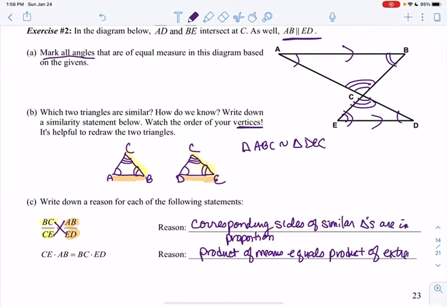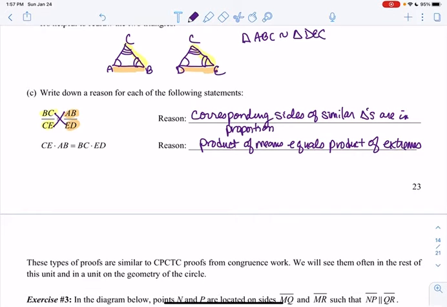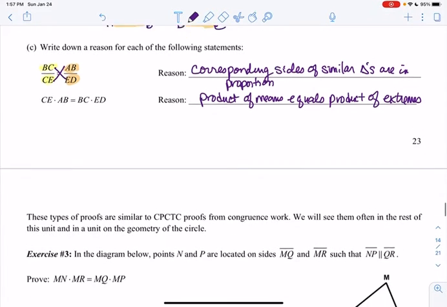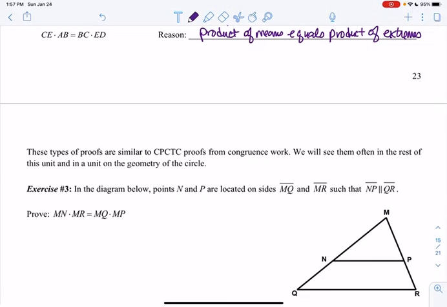So when I'm doing a proof and I prove that my triangles are similar, I can then say the sides are in proportion and set up a proportion, and I can then say that I can cross multiply. So I just have those products. Products of the means equals the products of the extremes. So let's see how this looks in an actual proof in exercise 3. Again, it's really similar to when we use CPCTC for our congruent triangle proofs. And I even wrote that. These types of proofs are similar to CPCTC proofs from congruence work. We'll see them often in the rest of this unit and in a unit on geometry of the circle.